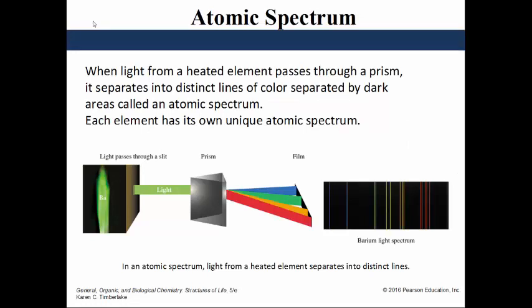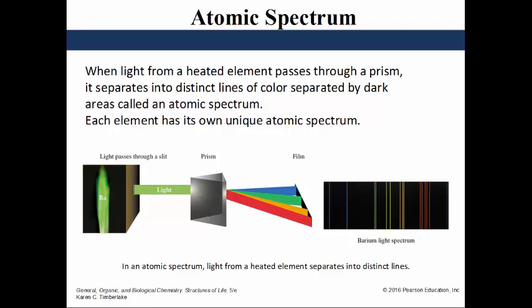When light from a heated element passes through a prism, it will separate into distinct colors of the rainbow. Any light going through a prism will separate into the standard rainbow colors. But whenever you do that with an element, you'll get a very distinct pattern that's unique for that element.